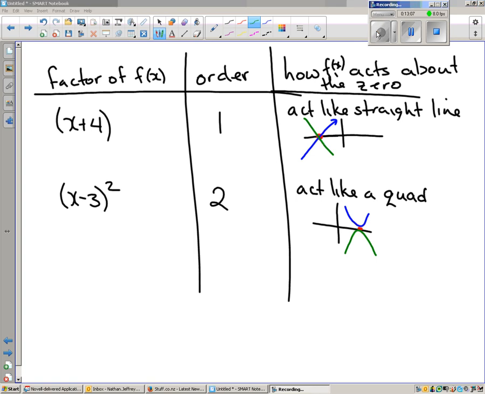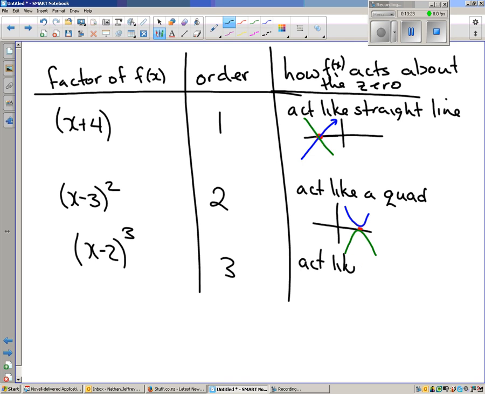Okay, so our next one, we're just going to finish this up really quick. Say we have (x - 2)³. What's the order of that factor? It's of order 3, and that's going to cause our function to act like a cubic. So if we have our graph, we have a 0 at positive 2. And around that, our function is going to act like a cubic, so it's going to come up and go like that. Or if it was coming down, it's going to go like that.